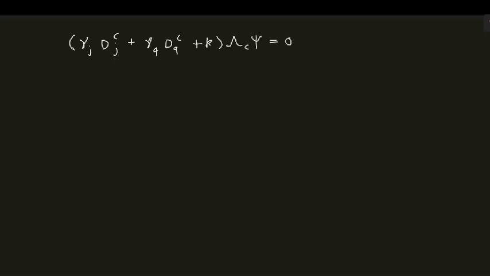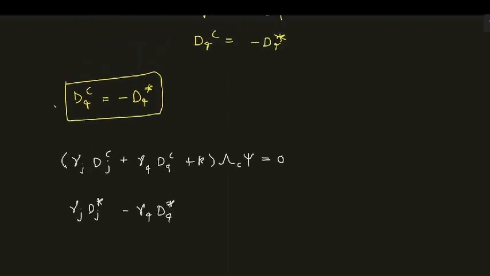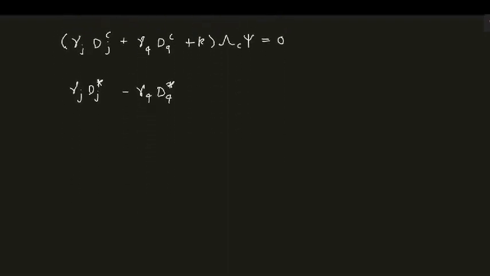Okay, so now let me substitute the value. Gamma j dj c, you know, is nothing but dj complex conjugated. Similarly, this thing gamma 4 d4 complex conjugated is what? It is minus of d4 complex conjugated. We just got the result. Okay, you see here it is plus of kappa as it is, and with this you have lambda c times psi is equals to 0. Fine.